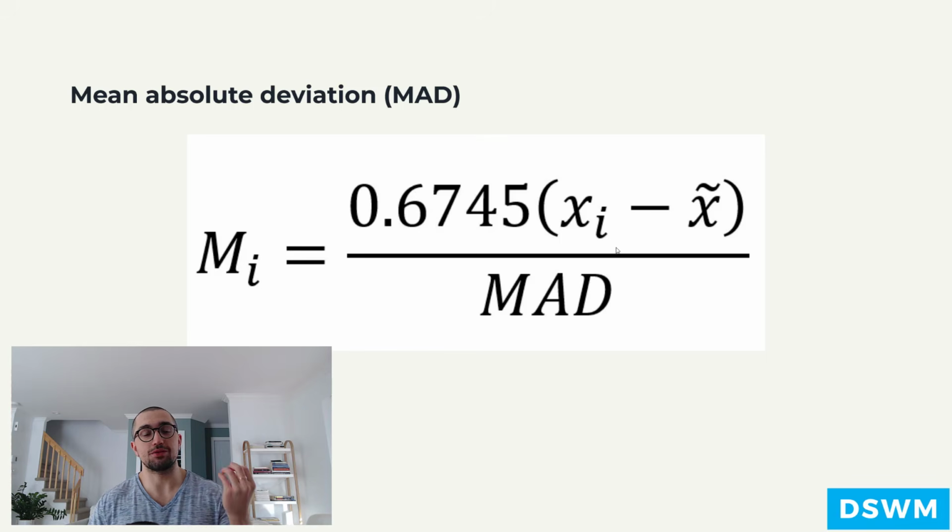And by the way, you might be wondering, why do we need to scale by 0.6745? This is because the median absolute deviation is always smaller than the standard deviation, basically. And so because you're dividing by a smaller number, your number is going to be a bit larger. So to bring it back to the scale of a z-score, you multiply by 0.6745. And so you can use it as a z-score method.